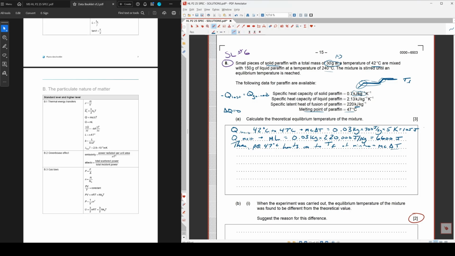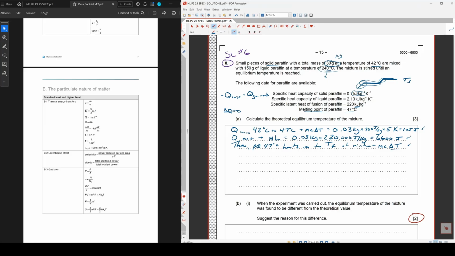And where does all of this energy come from? It needs 105 joules to first heat up to the melting point. It needs another 6,600 joules to melt. And then whatever extra energy it gets is going to heat it up to some middle-ish temperature. And where is it coming from? It's coming from the hot paraffin, the liquid paraffin that's donating all this energy to the solid stuff to heat it up, melt it, and then heat it up more. As that happens, this is getting cooler because it's giving off its energy.